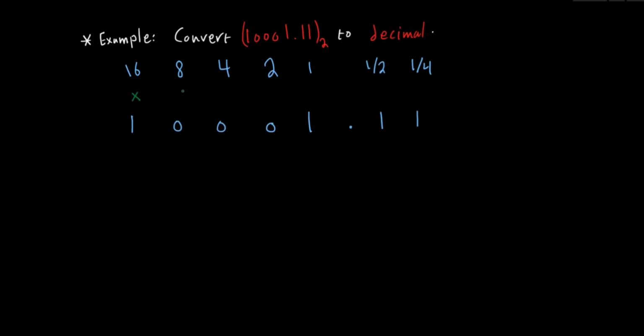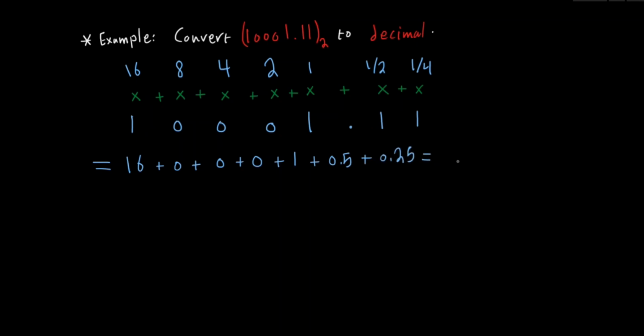So we lay out the multiplication here to find the positional values, and the plus signs here to sum the positional values up, and then all in one equation that looks like 16 plus 0 plus 0 plus 0 plus 1 plus half plus quarter. And that equals 17.75 in decimal. So we have converted the number successfully.